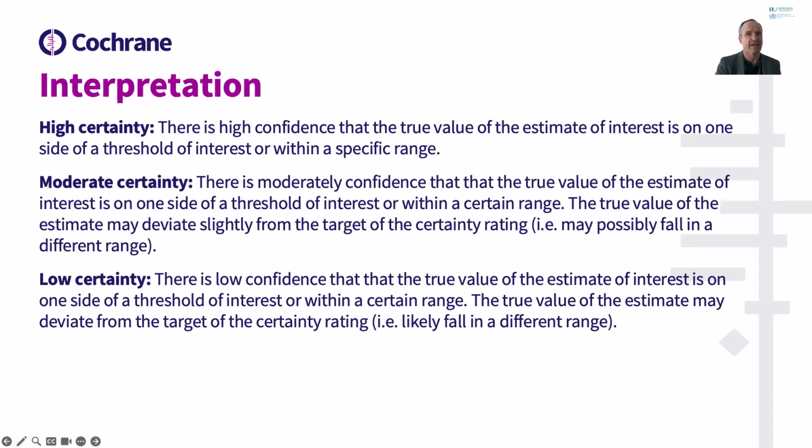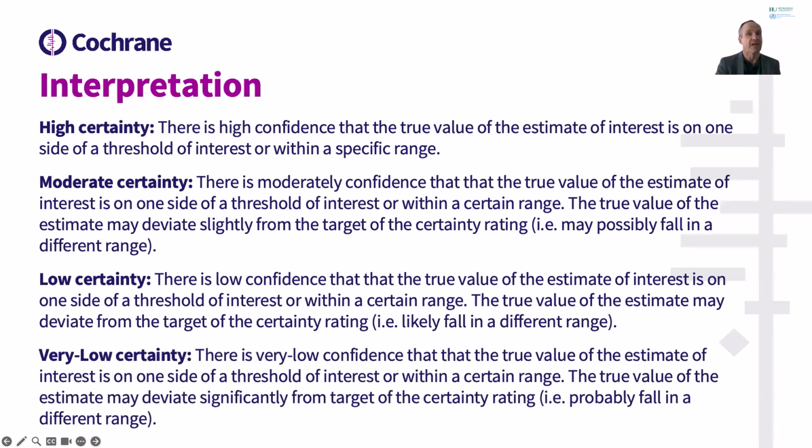For low certainty, again, low confidence, the true value in this case may deviate importantly, or if more research is actually done, that estimate of the effect, despite being the best estimate of the effect at a given time, may likely fall into a different range or be different from what is described, down to very low certainty, where our interpretation is that although it's the best estimate of the effect at a given time, the true value of the estimate may actually deviate significantly from what we are currently describing and from the actual target of the certainty rating.